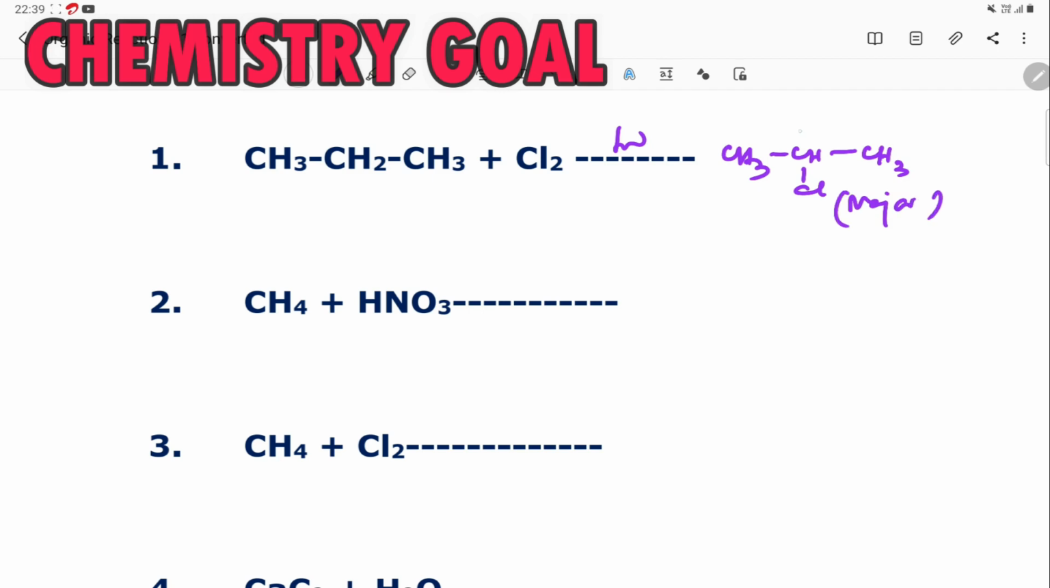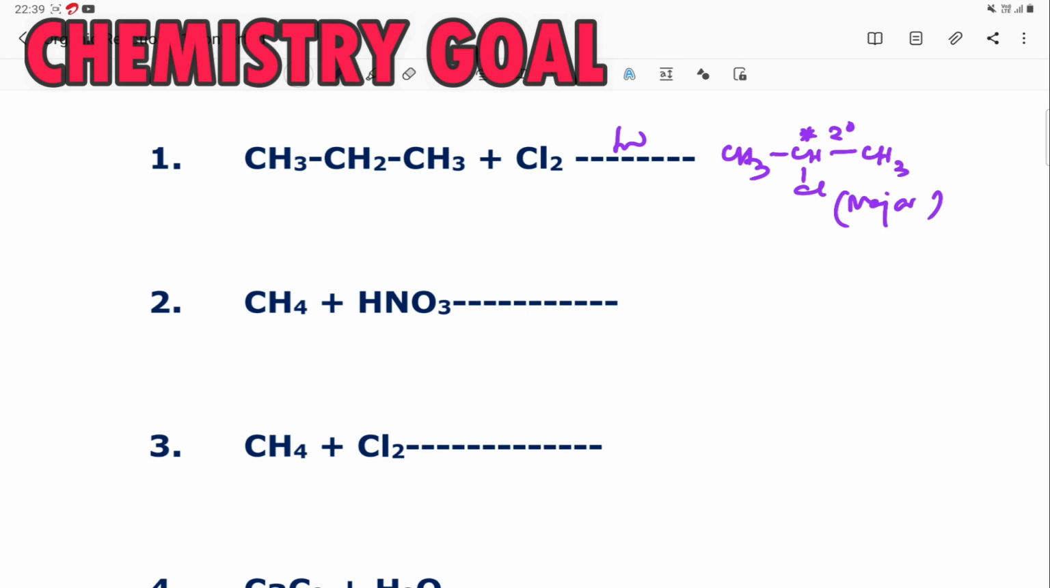Because this is not a carbocation, this is a free radical. This secondary free radical is more stable. This is a secondary free radical, this is more stable, that's why this is the major product. Okay, other products are minor. This is called 2-chloropropane, and the other side product is 1-chloropropane.